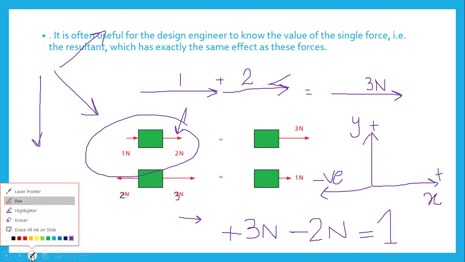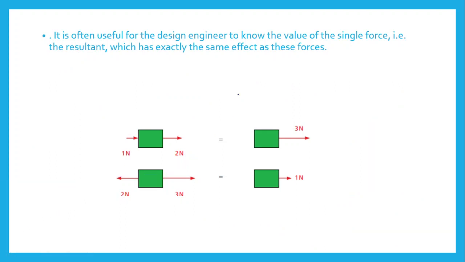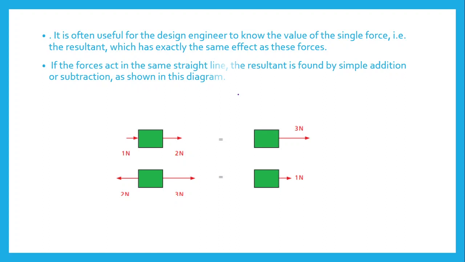Let me erase all this ink on the slide. It is often useful for the design engineer to know the value of a single force, i.e. the resultant, which has exactly the same effect as these forces. Well, we've studied that and we do know the reason why we need that. So if the forces act in the same straight line, the resultant is found by simple addition or subtraction, as shown. So that's basically it: if the direction is the same, you are going to add them, and if they're not the same, you're going to subtract them. Or even if you use the convention that I just showed you about the x and y, and you just look at those signs, then also you are going to get to the right direction.